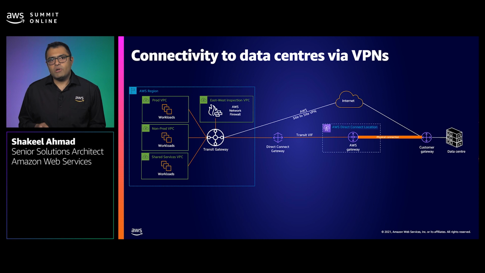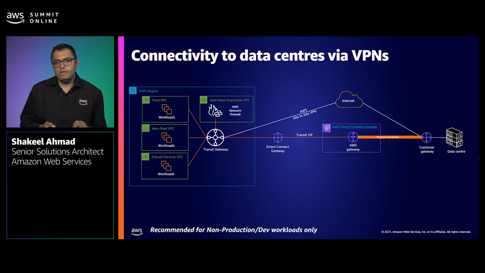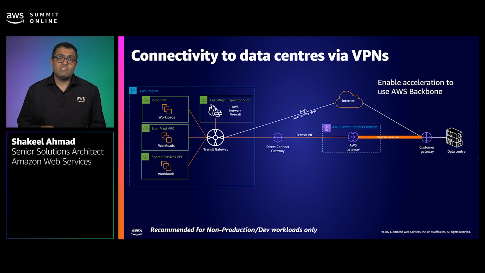For a secondary or a backup connection, you can also connect your data center to AWS Transit Gateway using AWS site-to-site VPN. Now again, we recommend this approach should only be used for dev and non-production related workloads, as the internet-based VPNs are not going to provide you the consistent experience which is required for critical workloads. You can also use accelerated site-to-site VPN, which uses AWS Global Accelerator to route traffic from your on-premises network to an AWS edge location that is very close to your customer gateway device. We actually look at this feature later in the session a little bit closely and how it can help.